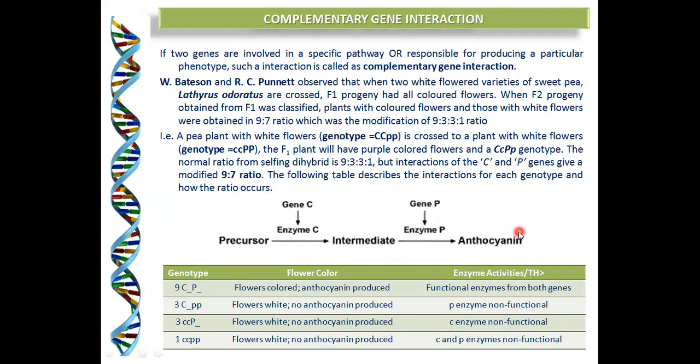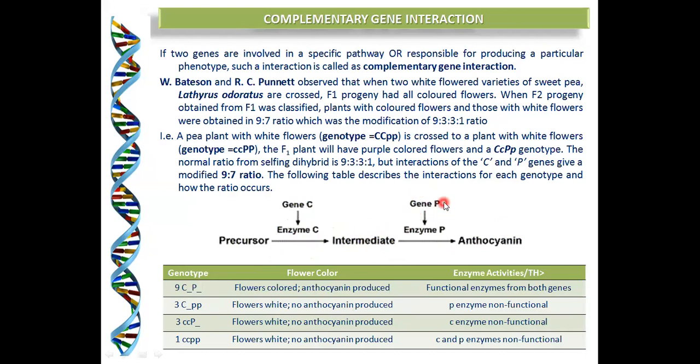Okay. Second thing, if capital C and capital P are present in the same flower, what will happen then? Capital C is also present, capital P is also present. So C will produce one enzyme called enzyme C. It will create a white color flower.